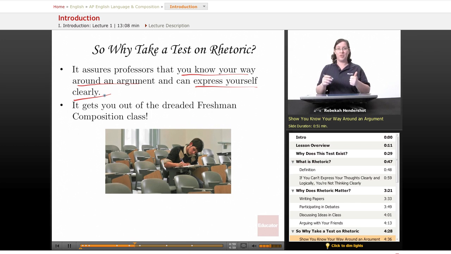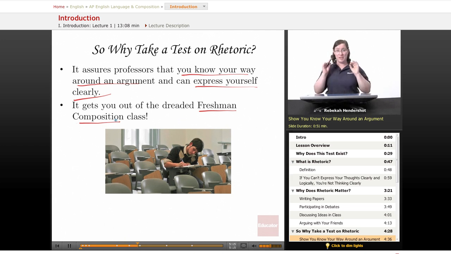You've got this. So this gives your professors a certain amount of peace of mind. Oh, I can believe what this person says. I can trust that they'll do a good job because they've got a 4 or a 5 on the AP exam in this subject. More importantly to you, it gets you out of the dreaded freshman composition class.